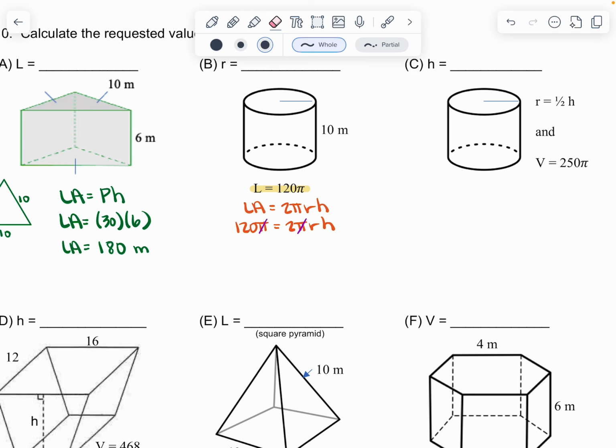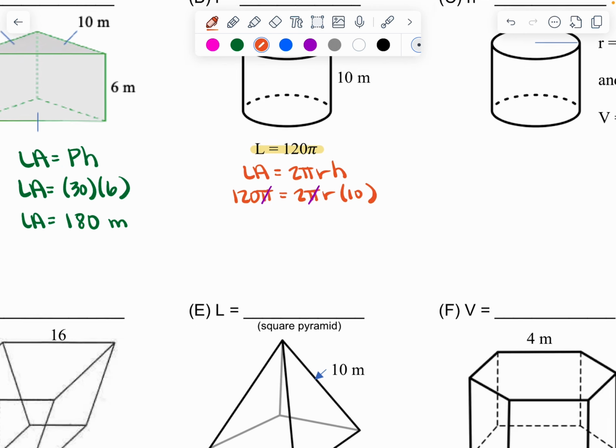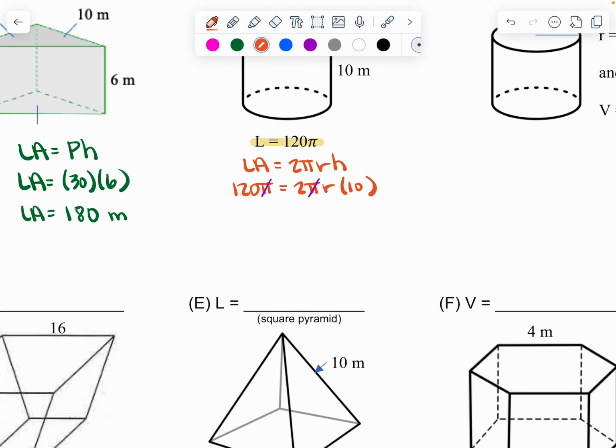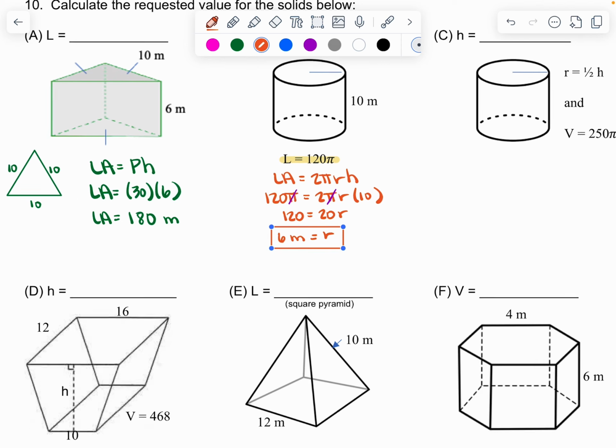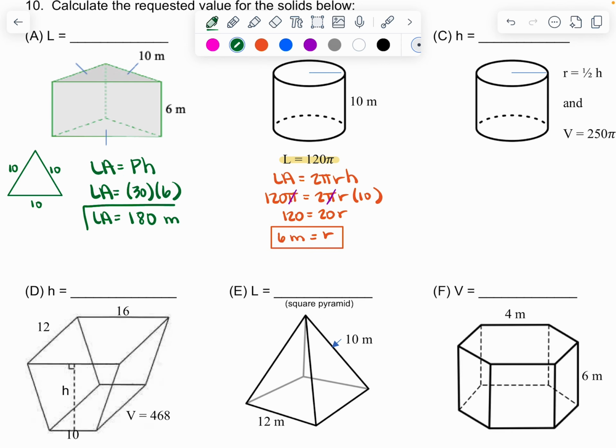Again, if you want to make things easy on yourself, since there's a pi on each side. Let me actually plug in the height of the cylinder because it's 10, right, from the picture. And so if I cross out the pi's, I just get the equation 120 equals 20R. So obviously I'm just going to be dividing by 20, and that gives me a radius of 6 meters. Right, and that is our answer.